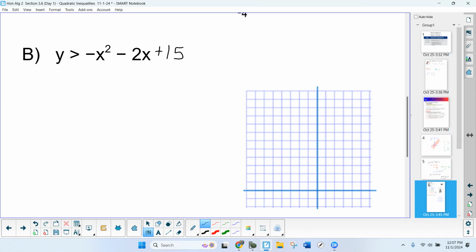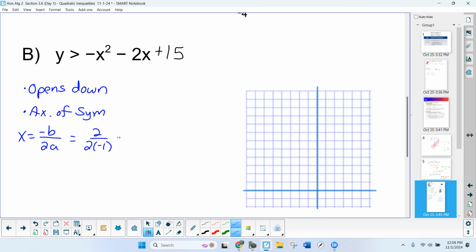So, Julian, does it open up or open down? Opens down. How do you find the axis of symmetry? Okay, she says negative b over 2a. So what are you going to plug in? So that's 2 over. So what's the axis of symmetry? x equals negative 1. Very good. Axis of symmetry. So I'm going to come over here to negative 1 and dot.